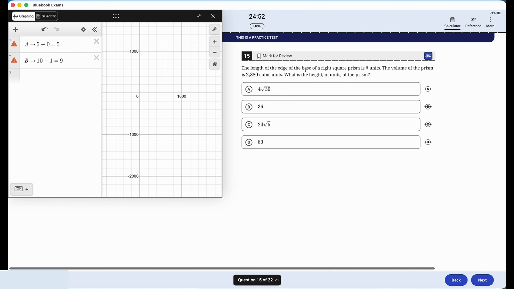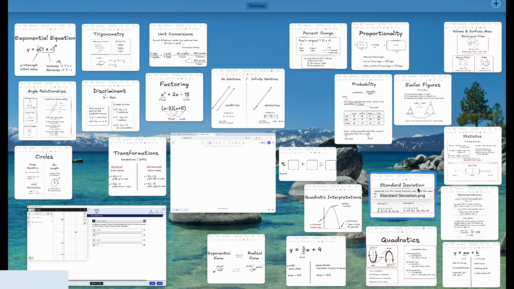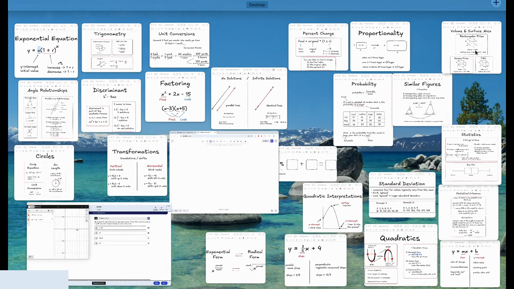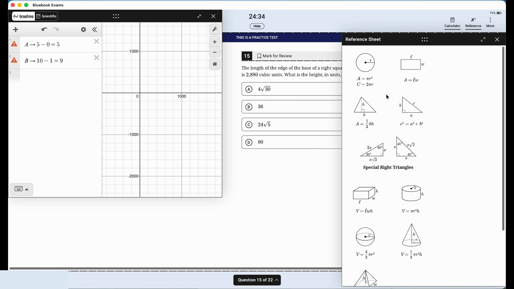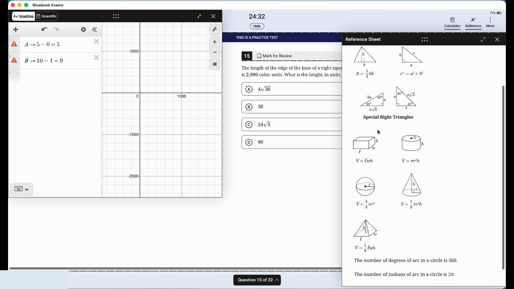Next one, the length of an edge of a base of a right square prism is 6 units. The volume is 2,880 cubic units. What's the height? So volume, surface area. They do give you a formula sheet for this, the reference sheet. It's right here actually.